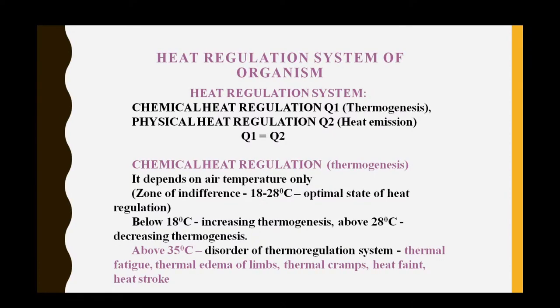Next question which we should discuss, heat regulation system of organism. It's a specific system of our organism, our body, which regulates optimal body temperature and correlation between our body and environment by heat sensation. We can divide the heat regulation system into two parts, chemical and physical. Chemical heat regulation, or thermogenesis, is heat production. Physical heat regulation is heat emission. In optimal conditions, they must be in balance.